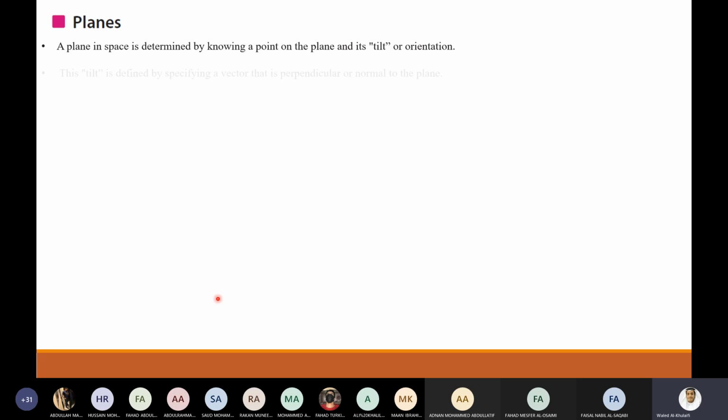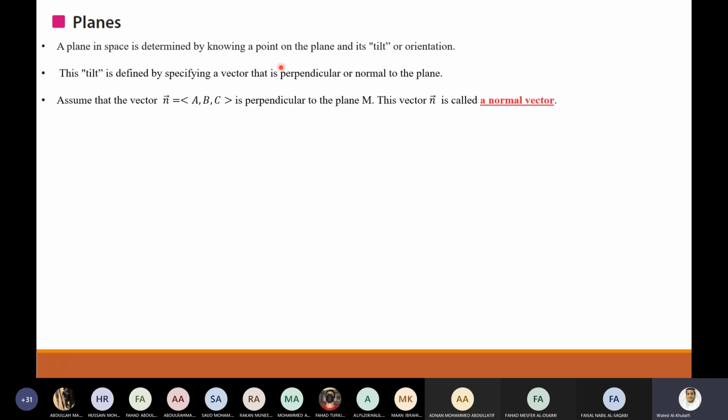Basically, we said the plane is determined by knowing a point, and we need to know the orientation of the plane. That orientation will be determined by a vector, which we call the normal vector. Keep in mind, the normal vector is a vector that is perpendicular to the plane. So if I need a plane, I need to know a point, and I need to know a vector perpendicular to that plane.